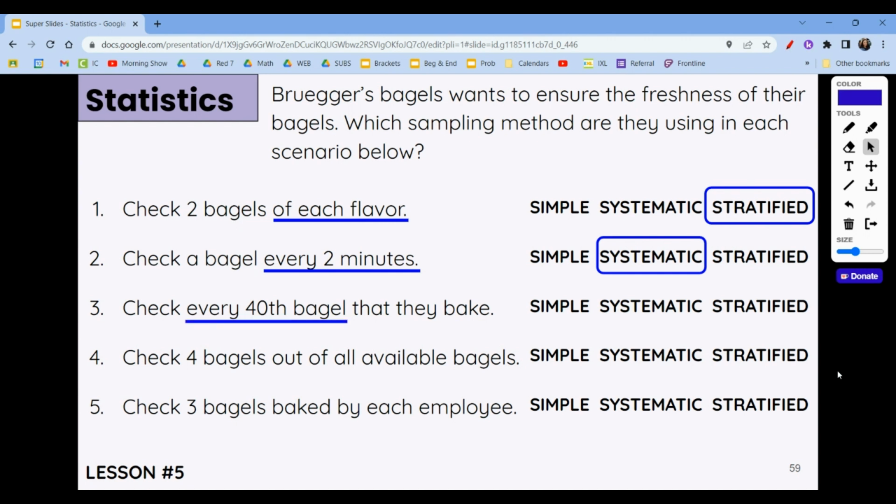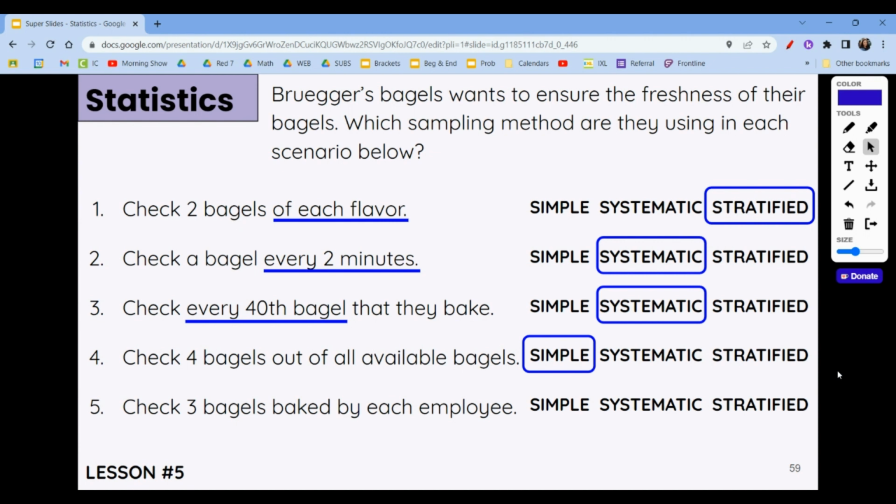Checking every 40th bagel that they bake. Okay, there's another rule. It's going to be every 40th bagel. Which of these has the population split up by a rule? Systematic. Checking 4 bagels out of all available bagels. So there's no rules, no grouping. This is just a simple random sample.